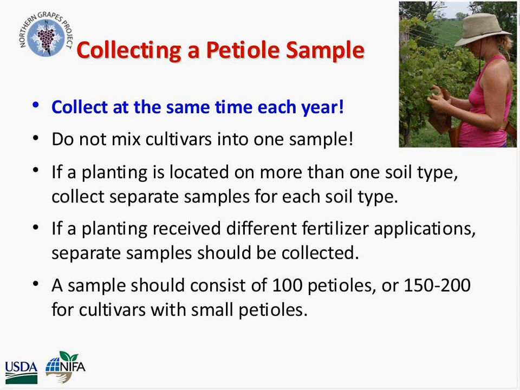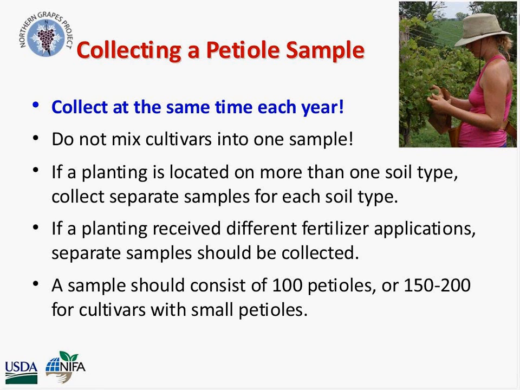As far as the size of the sample, collect about 100 petioles per sample, but on the small petiole cultivars such as Marquette or Marechal Foch, maybe 150 to 200 petioles will be needed. As far as collecting the petiole sample, collect it randomly from representative vines in a designated sampling area.